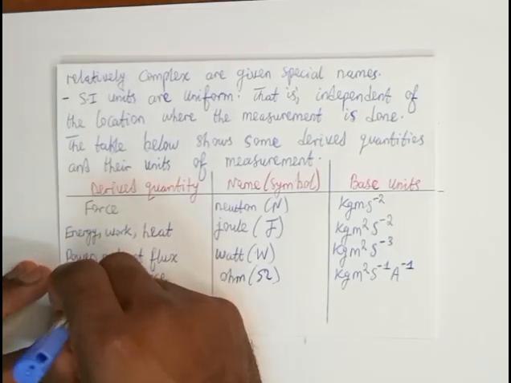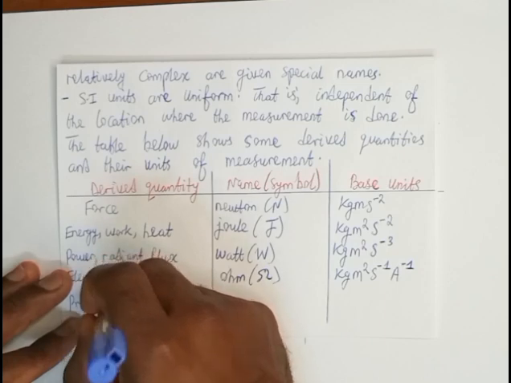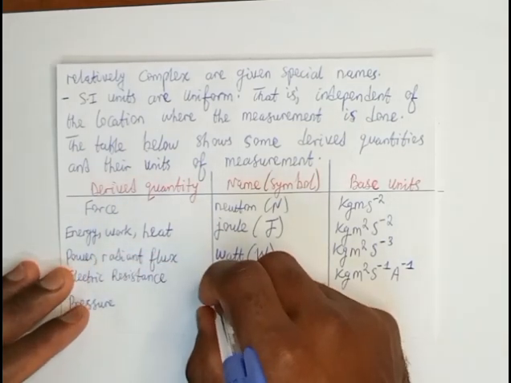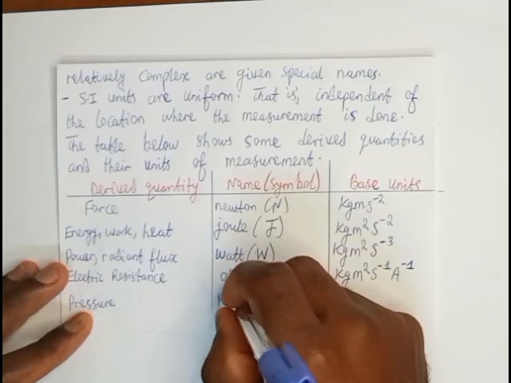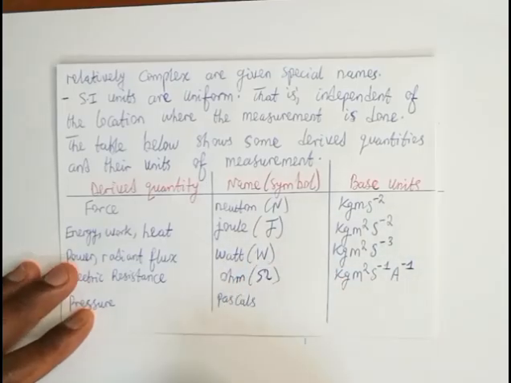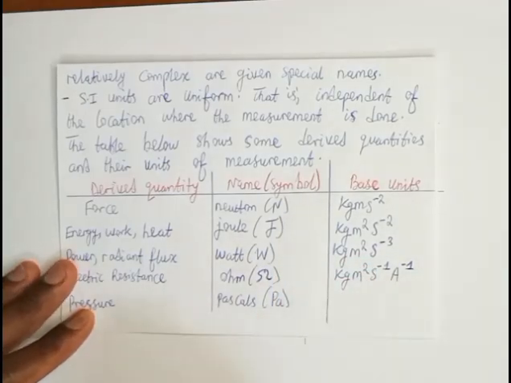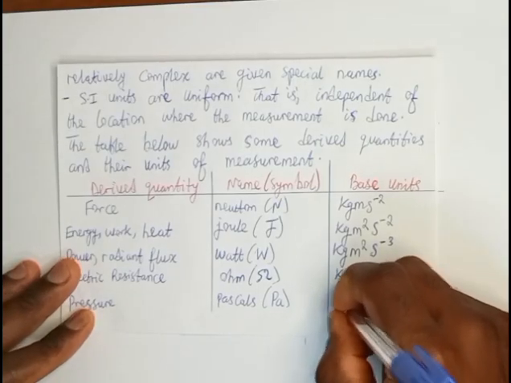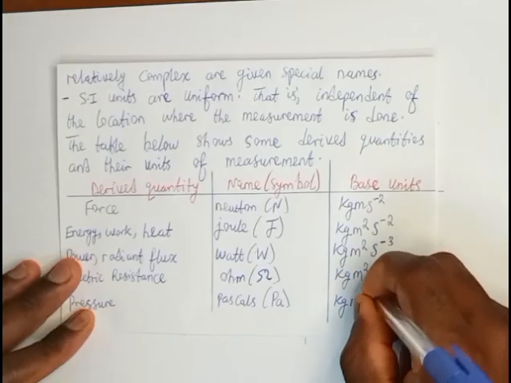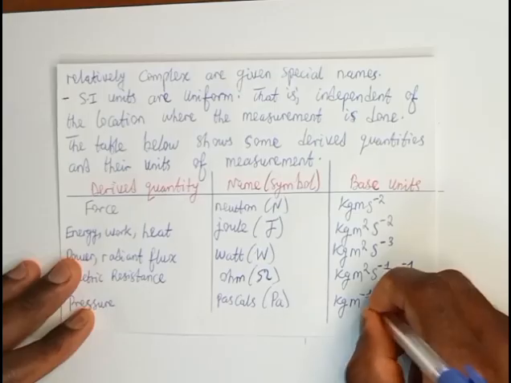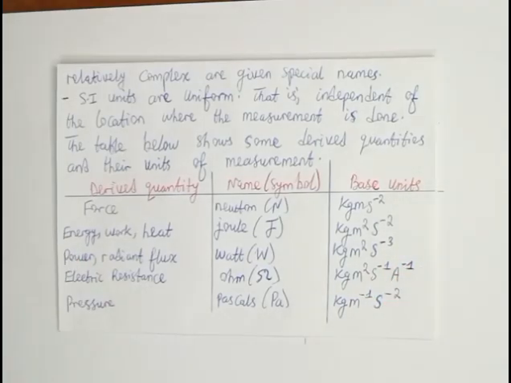The next we have a pressure. It has a unit, pascals, with symbol Pa like this, which stands for Pascal. The base unit, we have a kilogram per meter per second squared. These are some derived quantities with their units, base units of measurement.